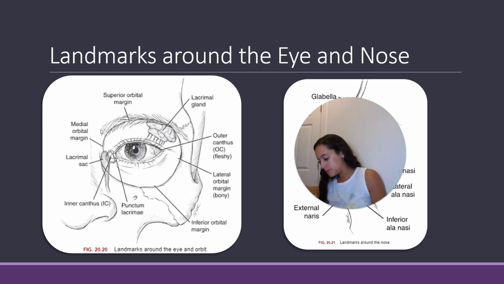There is the inner canthus, which we just visited that term. It's literally where the eyelids meet medially, which is called your inner canthus. Where the eyelids meet laterally is your outer canthus. And your punctum lacrimae. If you go to the bathroom right now and you pull down on your lower lid and you look at your inner canthus, you're going to see a dot there. That is the punctum lacrimae. It is where the lacrimal sac collects tear ducts.